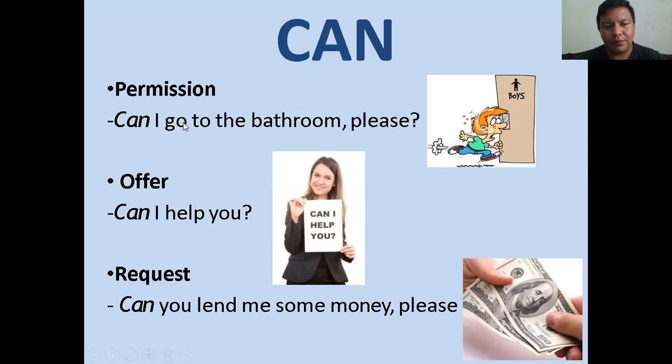So that is a permission. An offer, ofertas. When we make an offer: Can I help you? ¿Puedo ayudarte? Can I carry your bags? ¿Puedo cargar tus maletas? For example, at the airport or when you go down the street with your girlfriend. Can I carry your bag? ¿Puedo cargar tu maleta, mochila? Okay. So in this case, we're going to use can. Can I help you? In this case, puedo ayudarte.